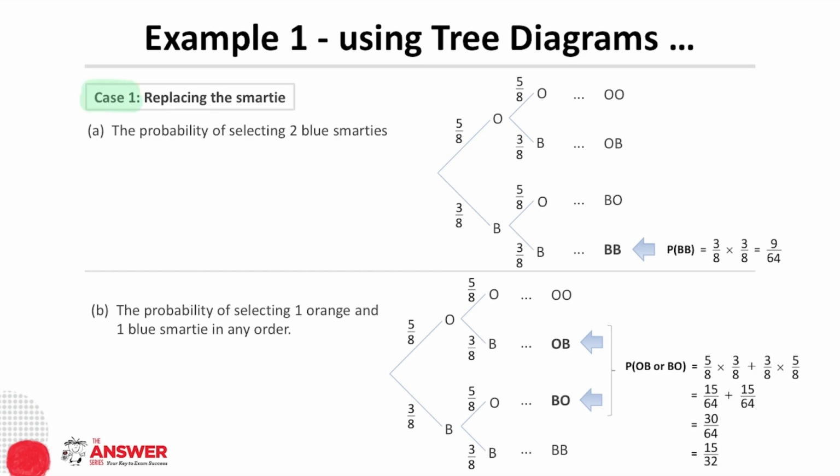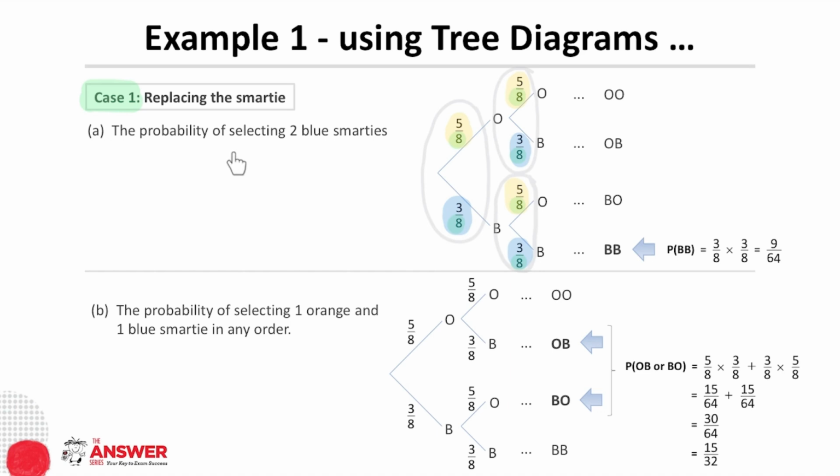For case 1, where the first Smartie selected is replaced, there are 8 Smarties altogether, 5 orange and 3 blue, and so the probability of selecting an orange Smartie is 5/8 and a blue is 3/8. And then for the selection of the second Smartie, these probabilities are the same, and so we place them each on their branch. Note here that these probabilities in each case add up to 1.